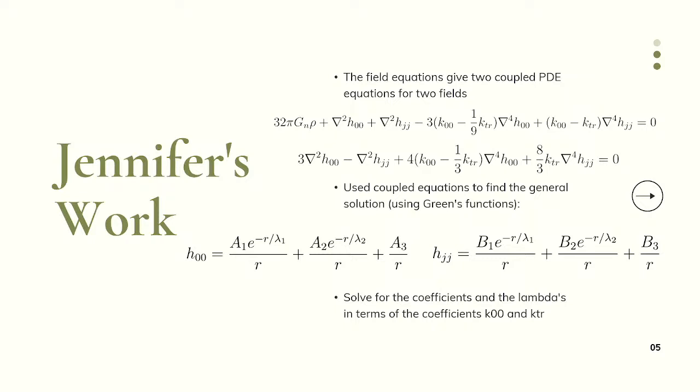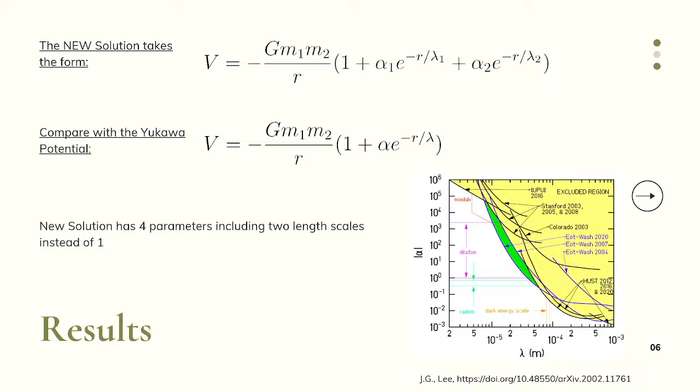So she was able to take h00 and hjj, plug those in, and solve for the coefficients and the lambdas in terms of the coefficients k00 and k trace. So our new proposed solution takes the form of that first equation right there. So this is a very simplified version of the equation. We have the alpha 1, lambda 1, and alpha 2 and lambda 2. But you can compare that with the Yukawa potential. So you'll notice that we have 4 parameters rather than 2, including 2 length scales instead of 1. So lambda is our length scale, and alpha is the strength of the gravity.